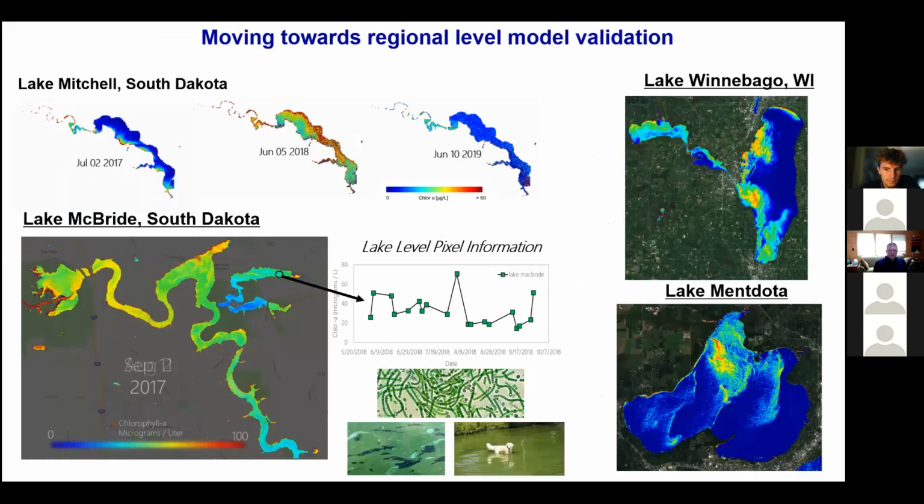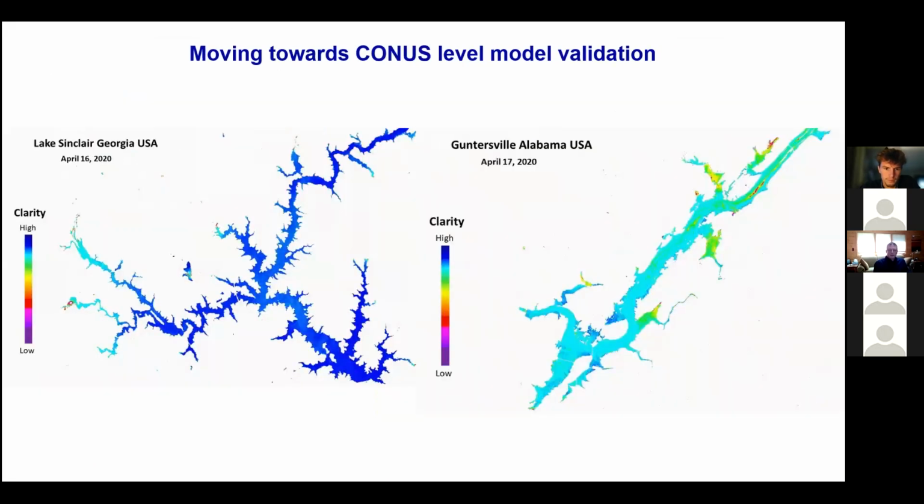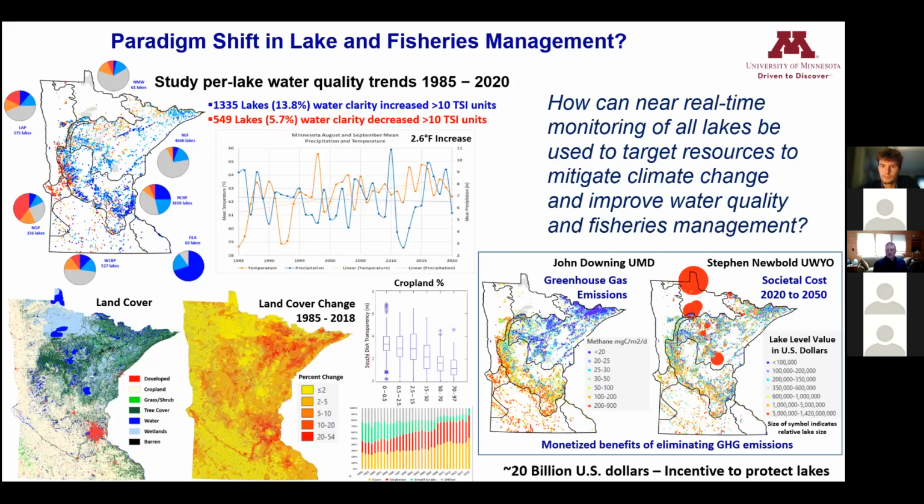So we've validated in a few other areas, like Wisconsin and the Dakotas. We've been looking at some of the reservoir systems down in southern states, Alabama and Georgia. Much more dynamic systems and a lot clearer down there. So there's a lot more clear imagery, which is pretty neat to have. And then I showed you some of this stuff. We're also looking at calculating greenhouse gas emissions and societal cost with John Downing, University of Minnesota, Duluth. He's stationed up in Duluth, and then Stefan Newbold from University of Wyoming.